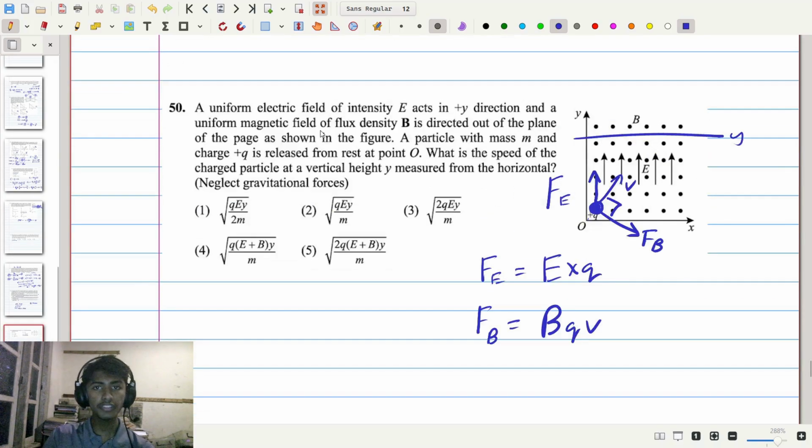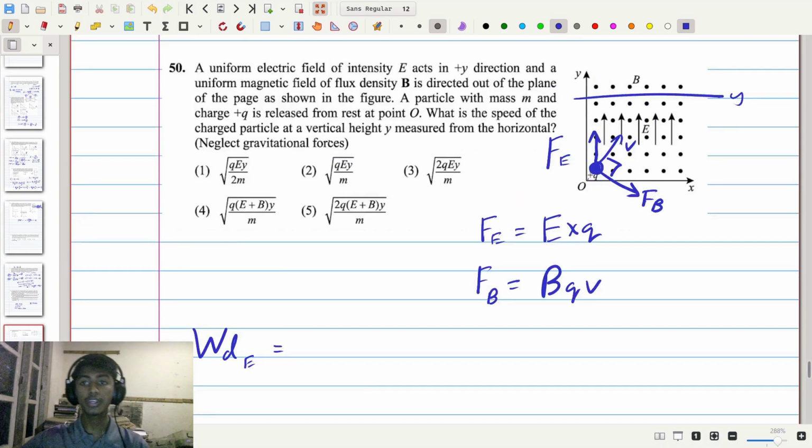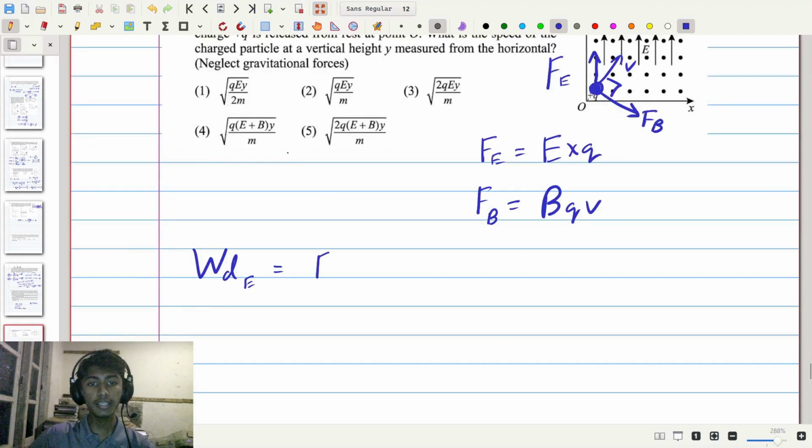Now, if we consider the electrical and magnetic work done separately, for the electrical work done, WD sub E, that will be equal to the force in the upward direction times the distance in the upward direction. The force in the upward direction is F sub E and the upward distance is y. So it is equal to F sub E times y, which is EQ times y, or EQy. So, the work done by the electric field is EQy.